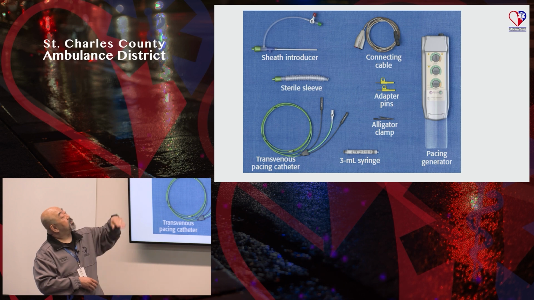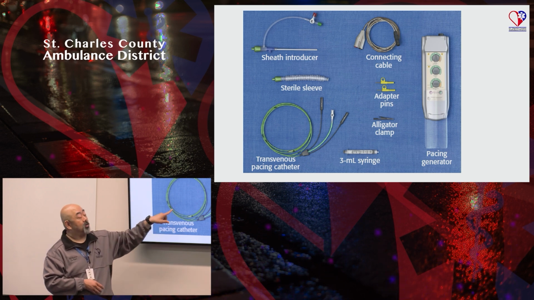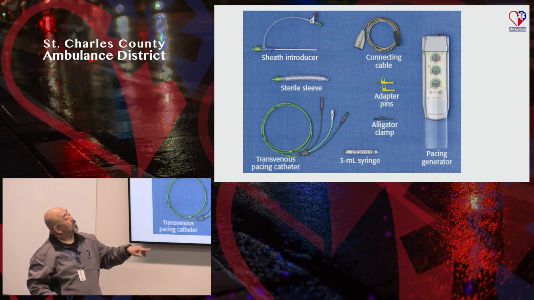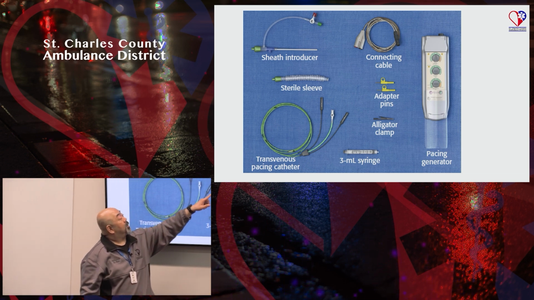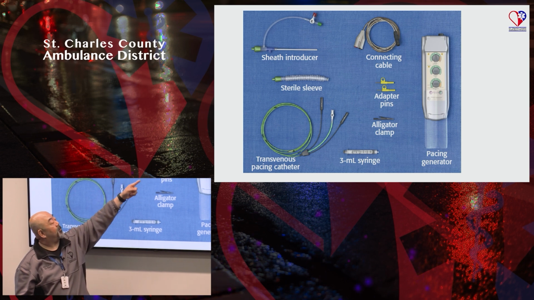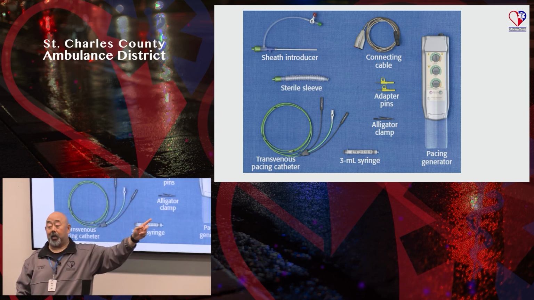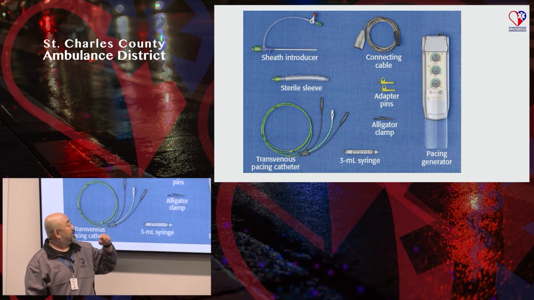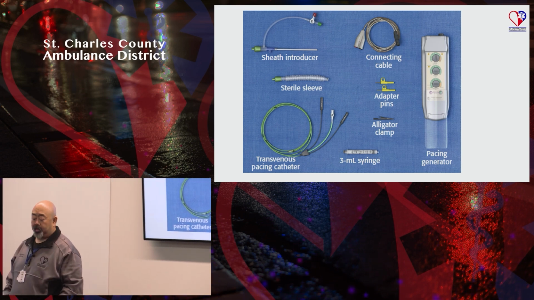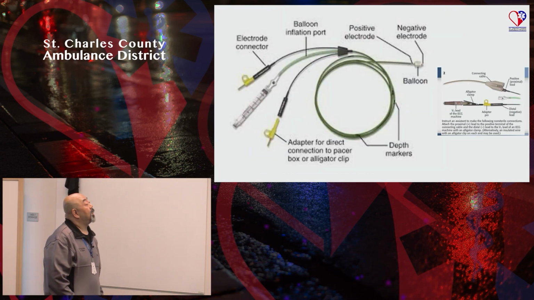The sheath introducer is what this is going to go through once you get the IJ placed. These adapter pins are going to go into these ports here that get plugged into the connecting cable that gets plugged into the pacemaker box. The syringe is going to be for your balloon. I'll tell you what that does in a second.